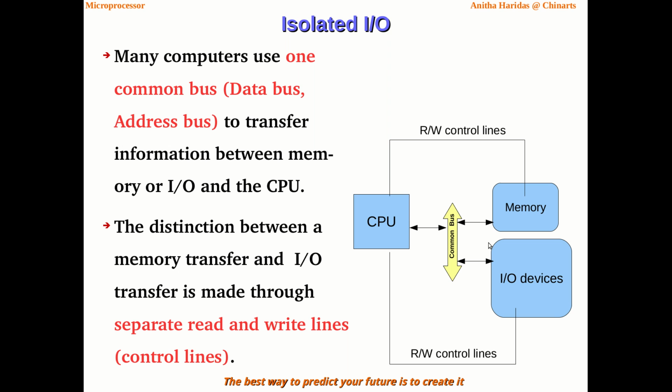And how it will be differentiated? If you want to enable the memory, these read-write control lines will be sent to the memory, or that will be generated with the signals.